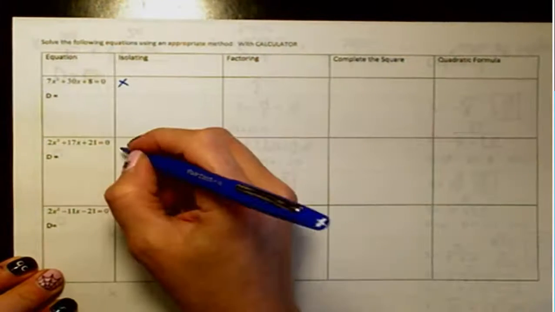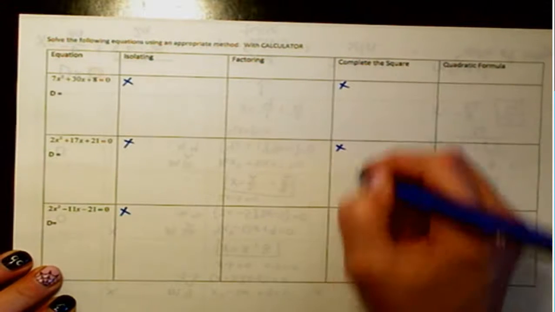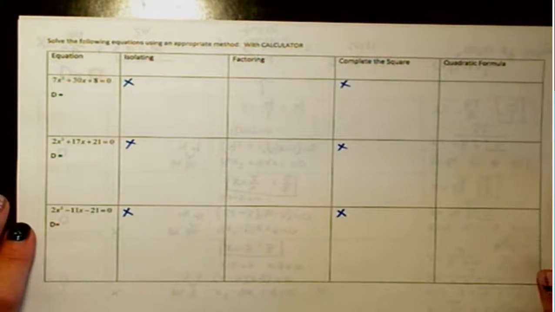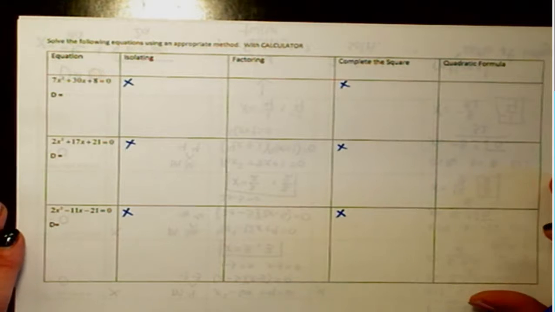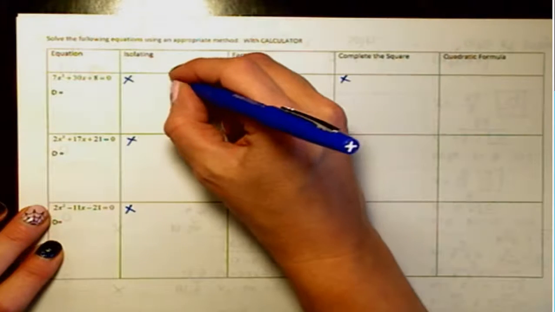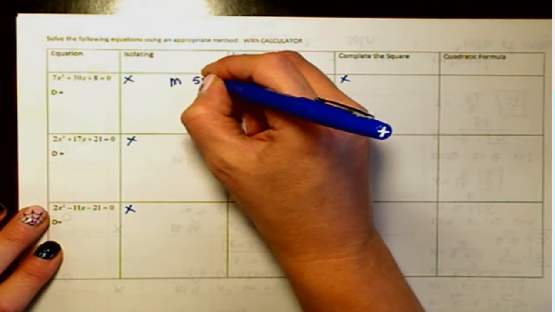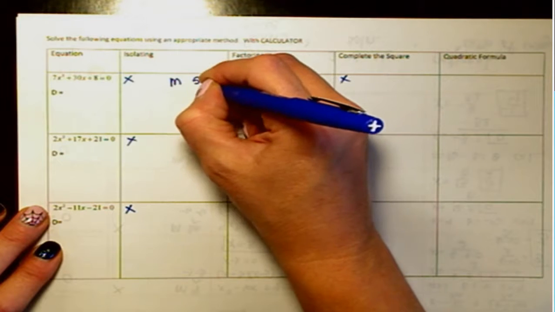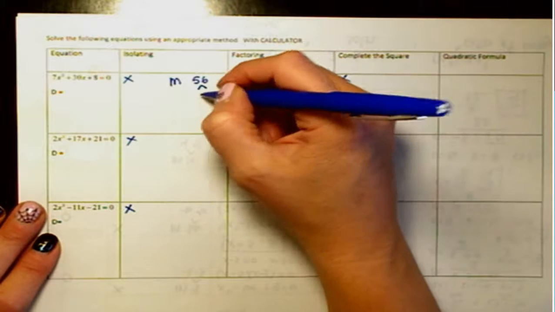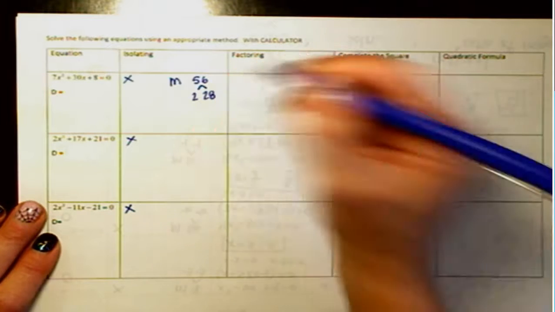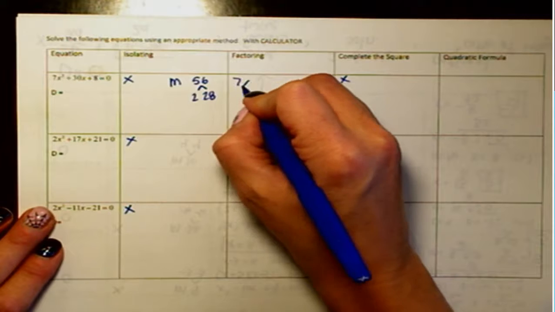All right, so I'm not isolating on any of these. I'm not going to complete the square, so just in case you have, all of them should factor. You need to try really hard to get the factoring done. So multiply to 56 and add to 30. 2 and 28. Okay, so yes, it factors.